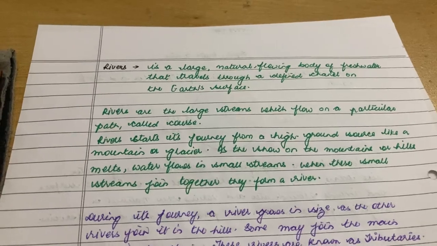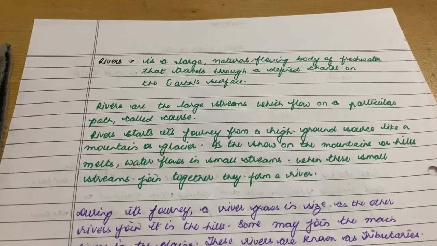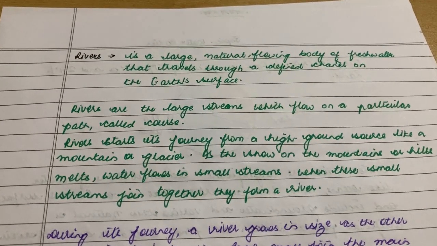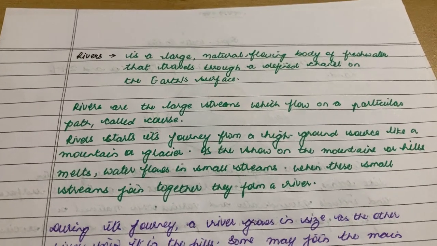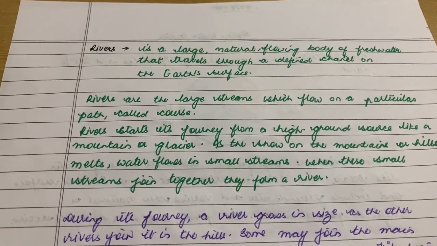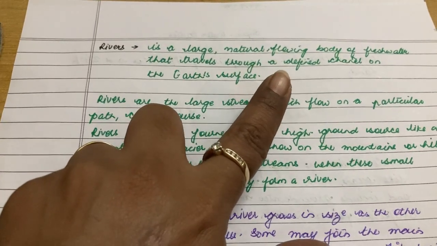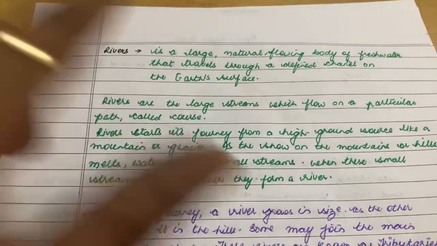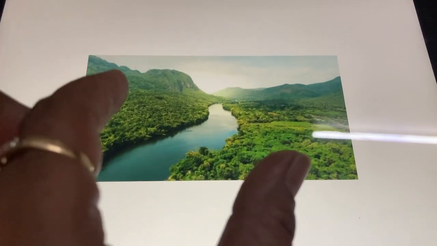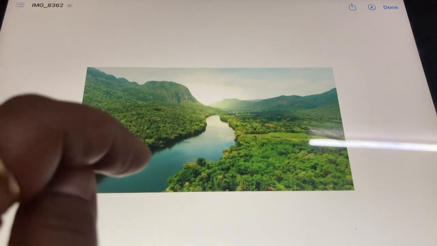Now we'll know about the river. So what is a river? A river is a large natural flowing body of fresh water. A very important thing, my dear students: rivers have fresh water. River waters are the waters that we use in our daily life, that travel through a defined channel on the earth's surface. Here, if you see, my dear students, both sides are plains, and there's a channel through which the river flows.